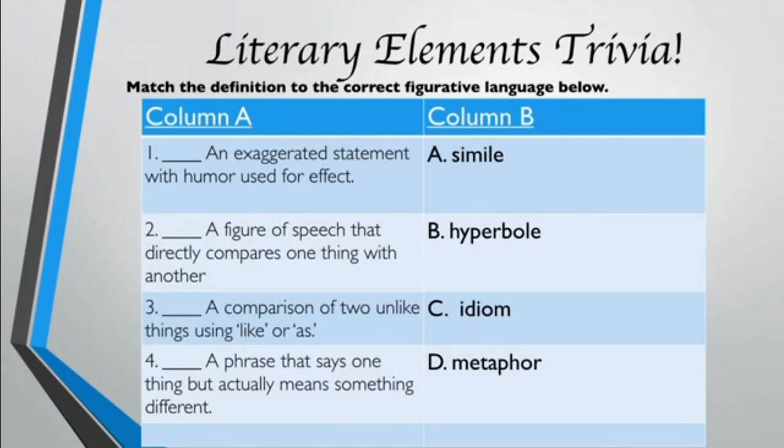If you said D, metaphor, you're on the right track. Way to go, boys and girls. Let's go to number 3. A comparison of two unlike things using like or as is, yes, A, a simile. And number 4, a phrase that says one thing but actually means something different is, there you have it, an idiom. So your answer should have read B, D, A, C. Very good, boys and girls. You're on the right track and paying close attention today. Let's go to our next slide.